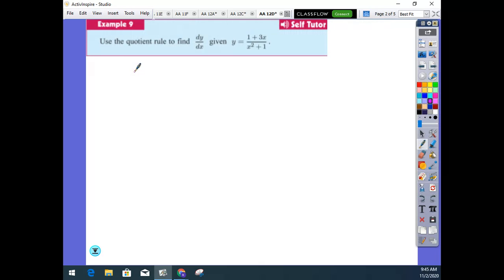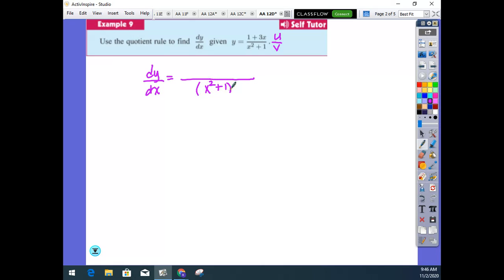Okay. So this is my U divided by my V. Always square the bottom. No matter what's on the bottom, just square the whole thing. Then move that up top times the derivative of the top. So I'm moving the bottom up, then I take the derivative of the top, V U prime, which is just 3, minus U times V prime.